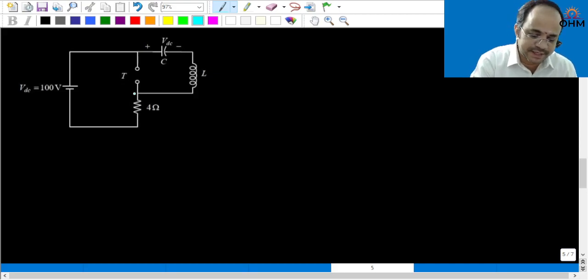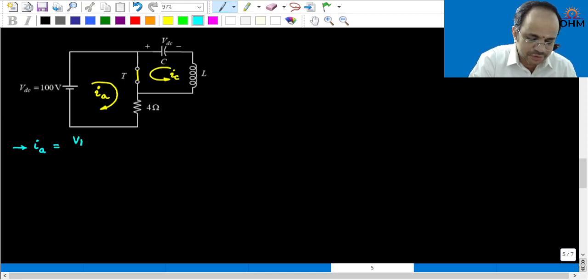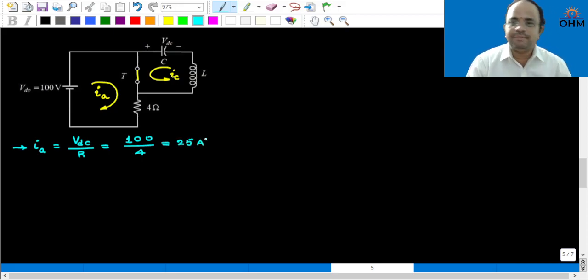Now, under this condition, if the thyristor is triggered, then what happens? There will be two components of current that can flow through this device. One is the SCR current, let me call it IA. Another is this resonant current, let us call it IC. The current flowing through the SCR is simply the source voltage, VDC, divided by this load resistance. That will be 100 divided by 4, which is equal to 25 ampere.